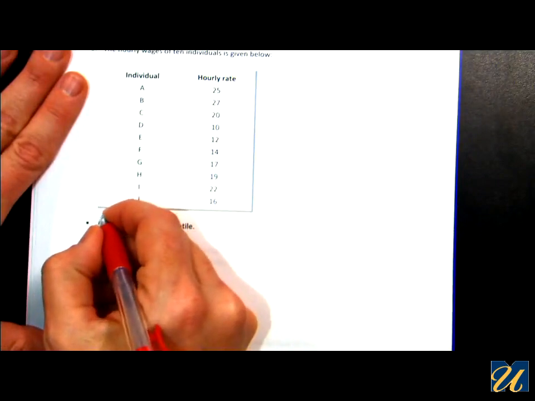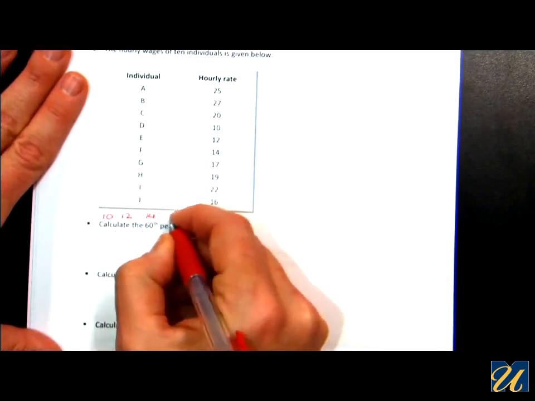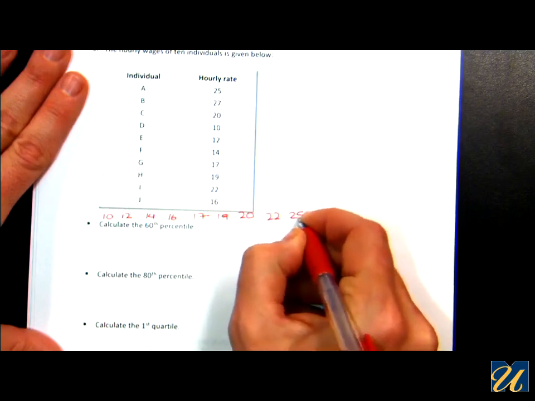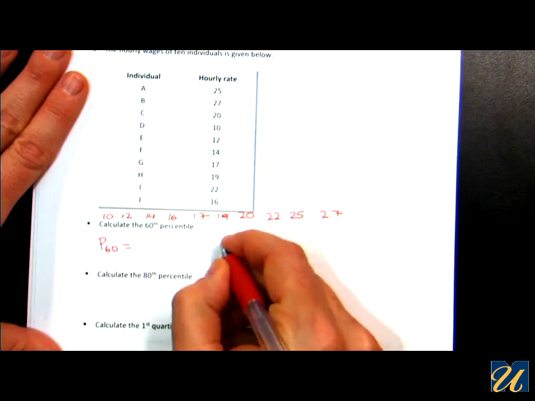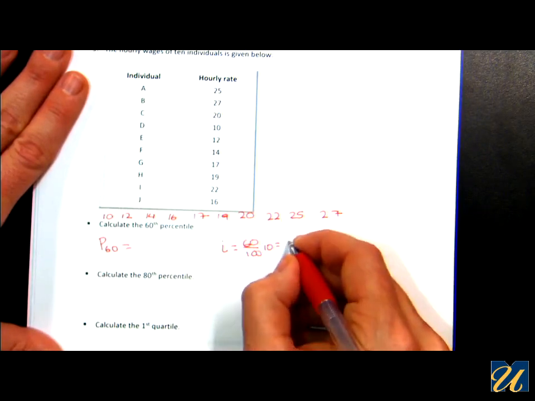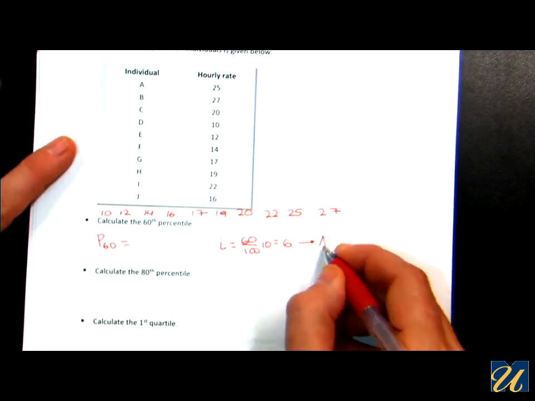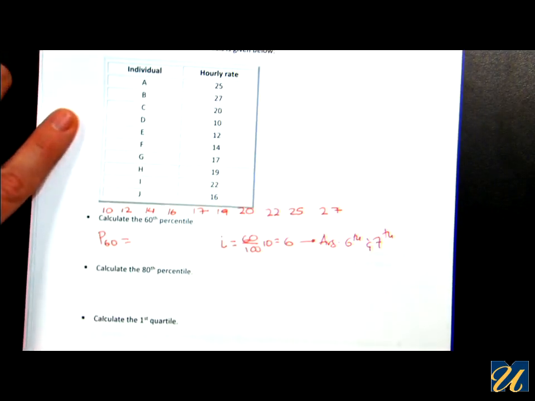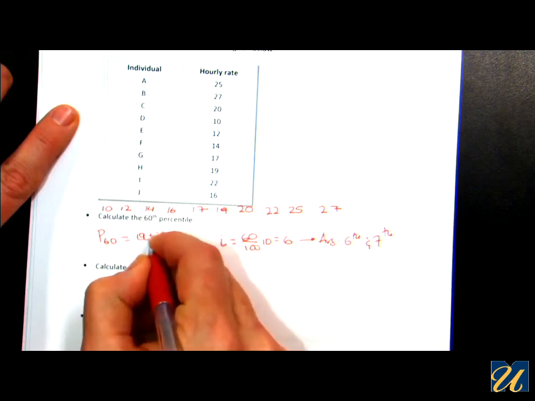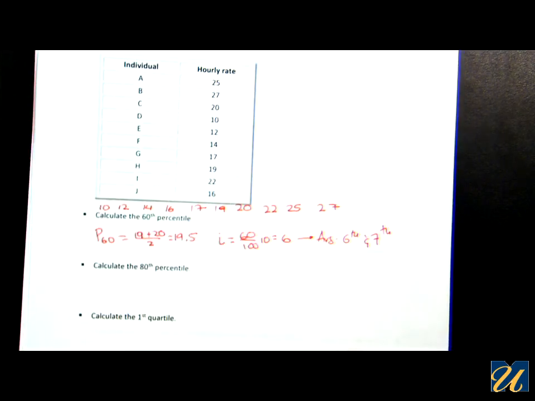So we place the data in order: 10, 12, 14, 16, 17, 19, 20, 22, 25, 27. I'm looking for the 60th percentile. I need to calculate index I. 60 over 100 times 10. This is going to be equal to 6. Since we have an integer, we will need to take the average of 6th and 7th ranked observation, which means this is going to be 19 plus 20 divided by 2, 19.5 for the 60th percentile.